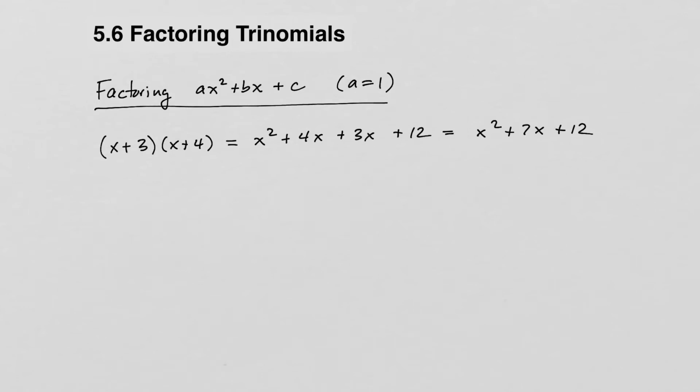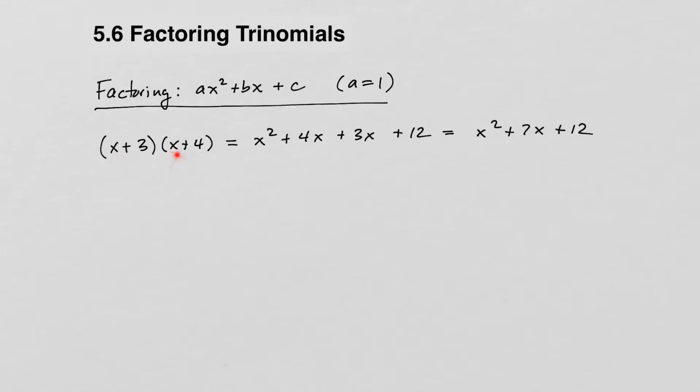In section 5.6, we look at factoring trinomials, and this is one of the more challenging sections for a lot of students. So a trinomial is a polynomial of the form ax squared plus bx plus c. And we're going to start with the case where a is equal to 1. And actually, I'd like to look at how you multiply these polynomials together.